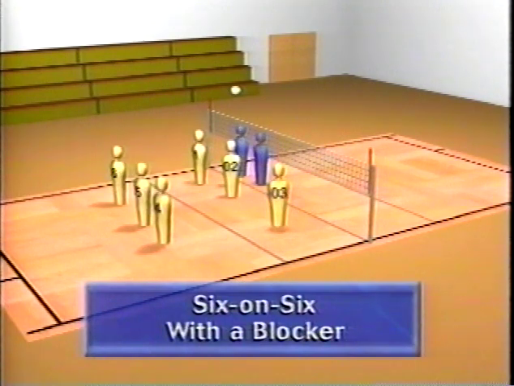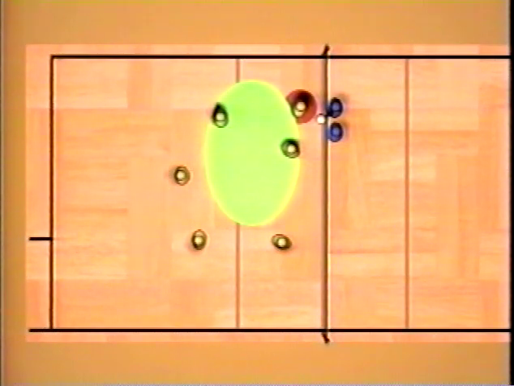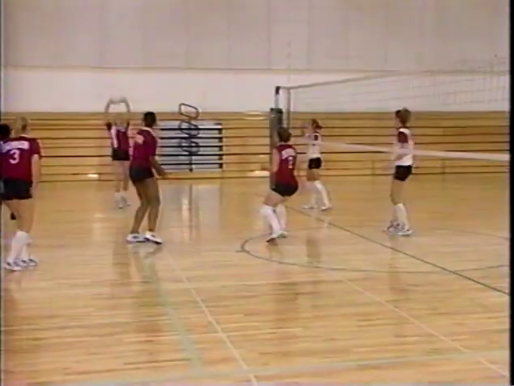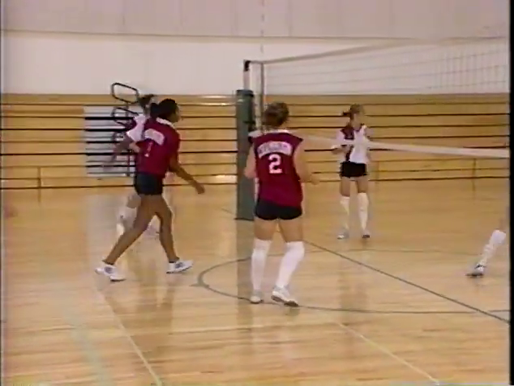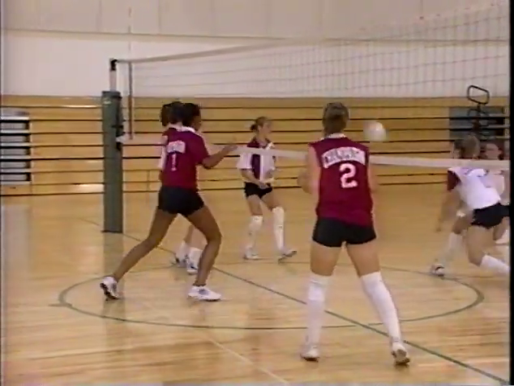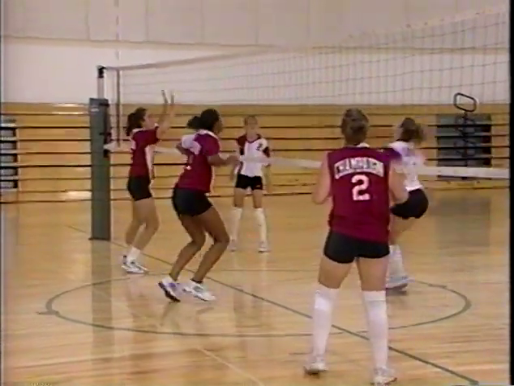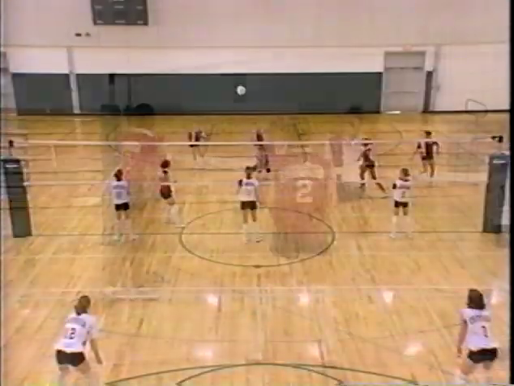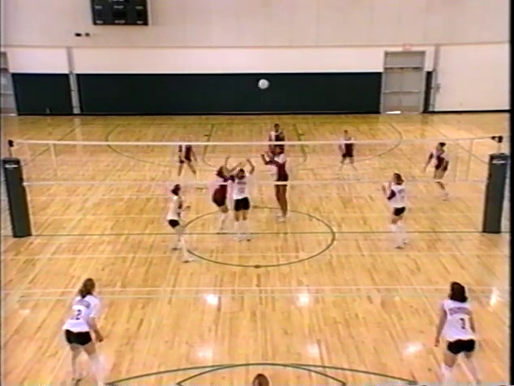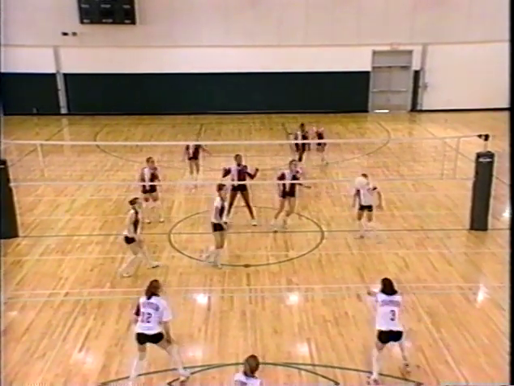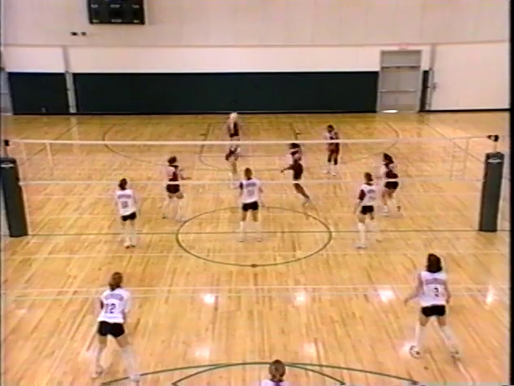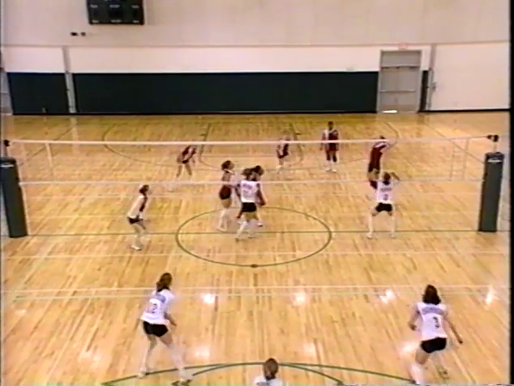Most balls are blocked in front of the 10-foot line, so your alignment should protect that immediate area around the attacker. Whether your opponents use 1 or 2 blockers, you'll need to adjust your tactics. The likelihood of your team's attack getting blocked has increased, and all players should share the responsibility of covering the ball when the block occurs.